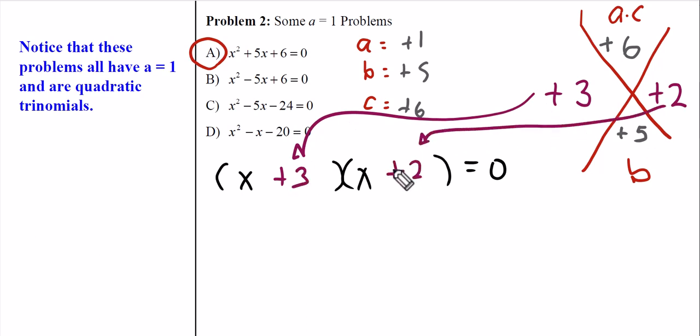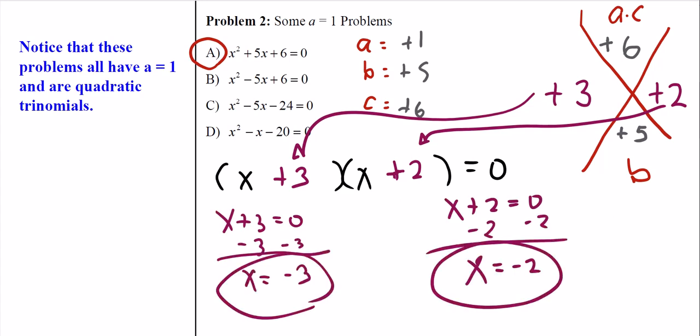And now I have factored my quadratic trinomial into two binomials. Each of these is a binomial because there's two terms in them. Here's one binomial. Here's the other binomial. And I separate and solve. And those are our two roots for this quadratic trinomial, and we're done.